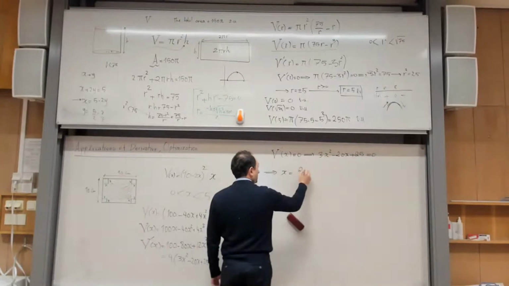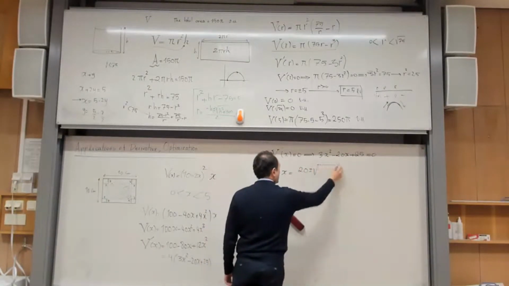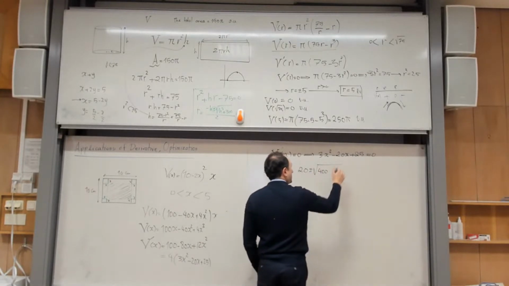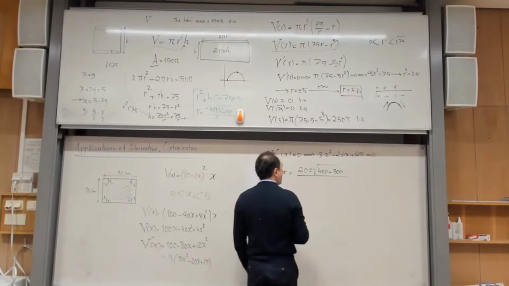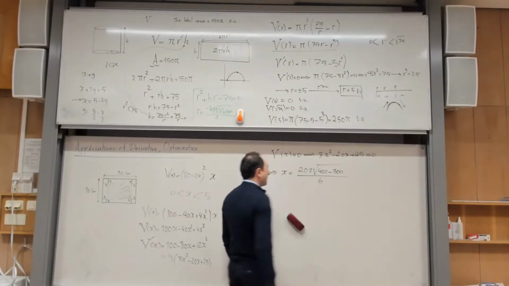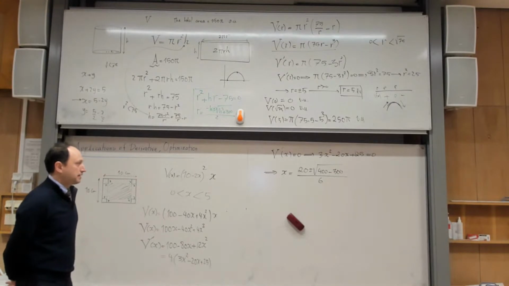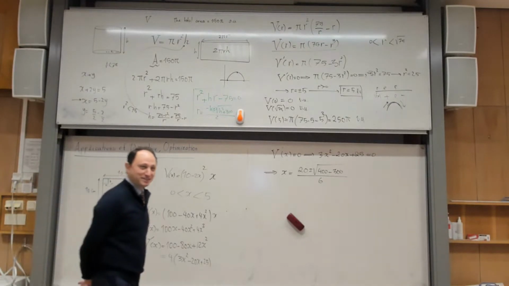So it becomes 20 plus or minus the square root of 20 squared, which is 400, and then minus 4 times that is 300. Oh, that's a good number. We're lucky, aren't we? Am I right? Yes, I'm right. And that is just coincidentally 100.